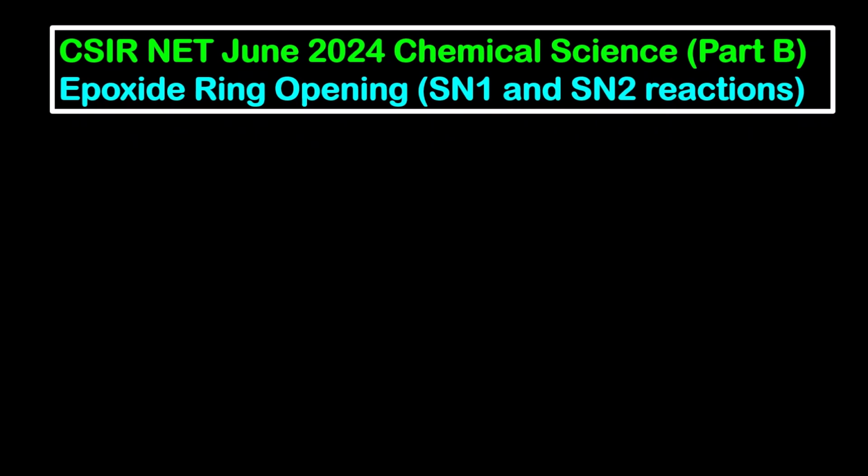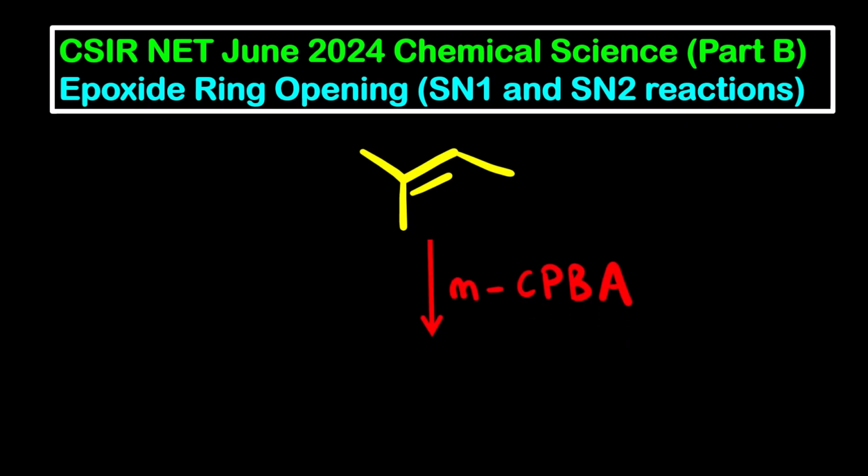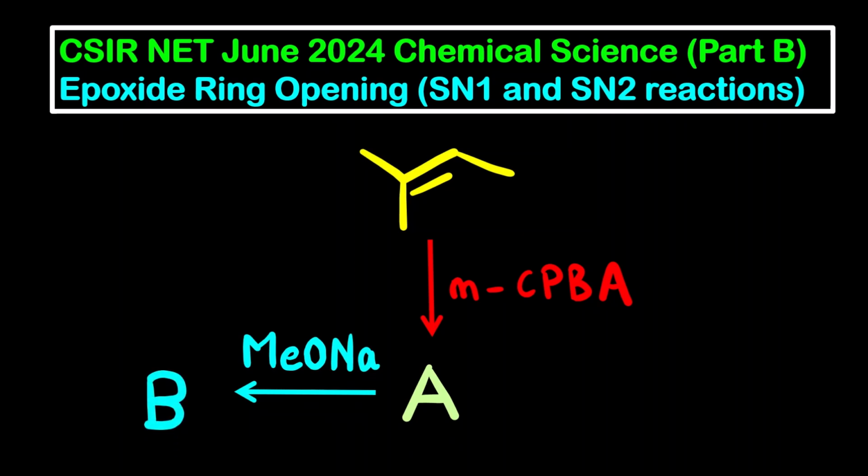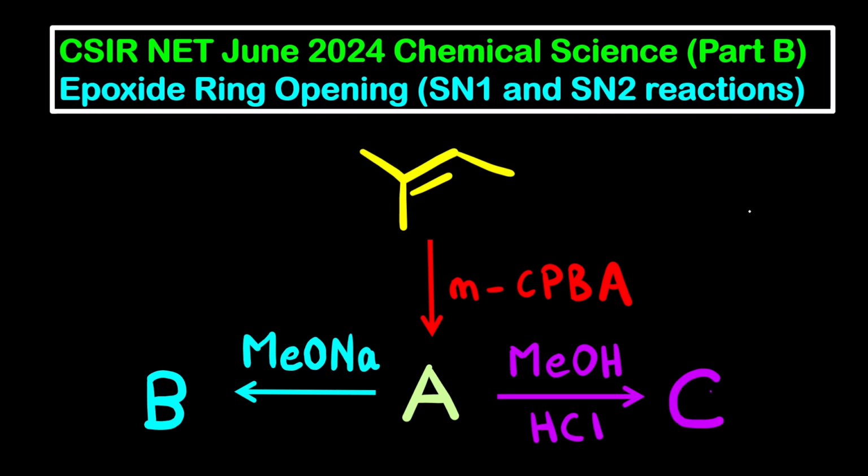So in today's video, we are going to solve another question of the June 2024 chemical science paper, that is the NET exam. It is based on epoxide ring opening, which follows basic SN1 and SN2 type mechanism. This is the reactant that is given, that is alkene. It reacts with MCPBA to form an intermediate product A, which then reacts with sodium methoxide to form product B, and the same intermediate compound reacts with methanol in presence of HCl to form the final product C. The question asked is, what are the products B and C?